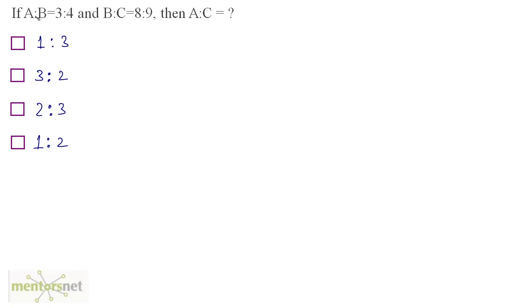Well, A is to B is equal to 3 is to 4. So A by B is equal to 3 by 4. And B by C is 8 by 9. And what we want is A by C, right? Now if I multiply A by B and B by C, I can get A by C. Let's do that. A by B times B by C. So B and B get cancelled out. What remains is A by C.